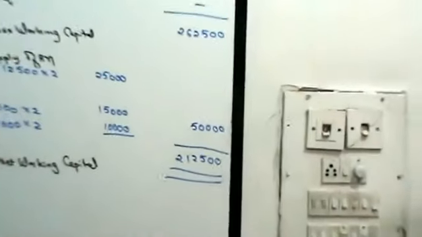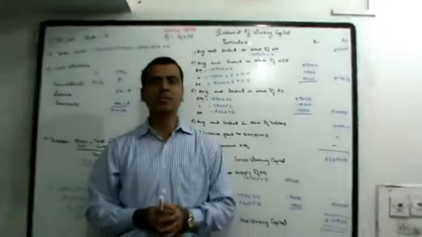Hopefully the addition is correct. And then you subtract and you will get your answer. That will be your net working capital. This finishes the sum.